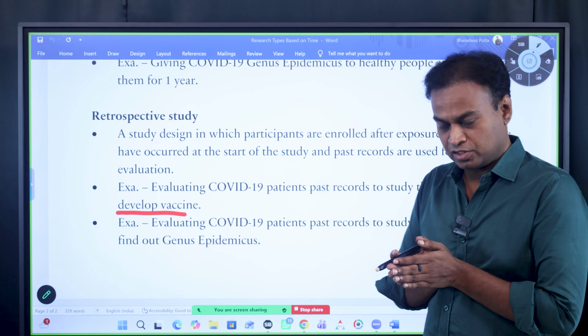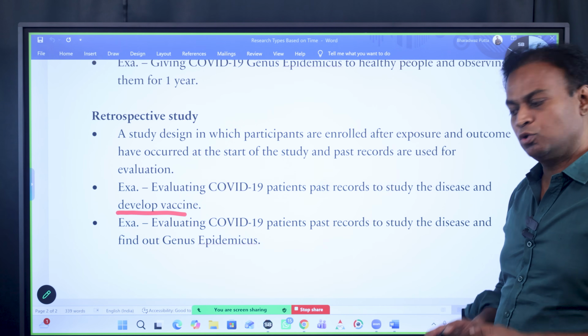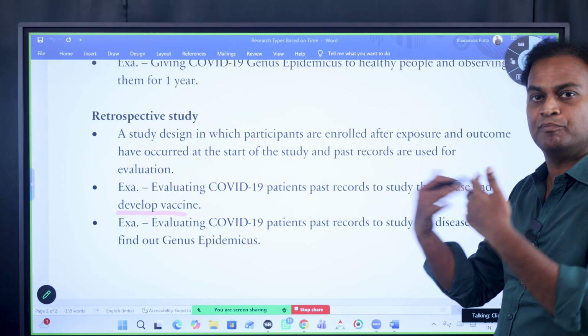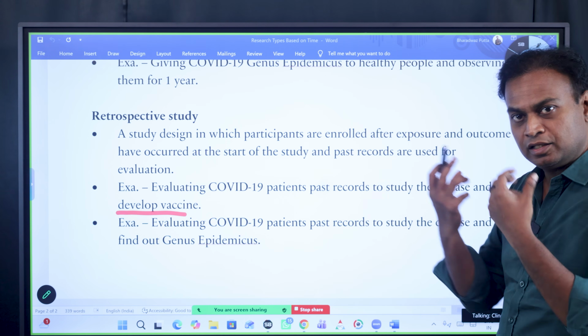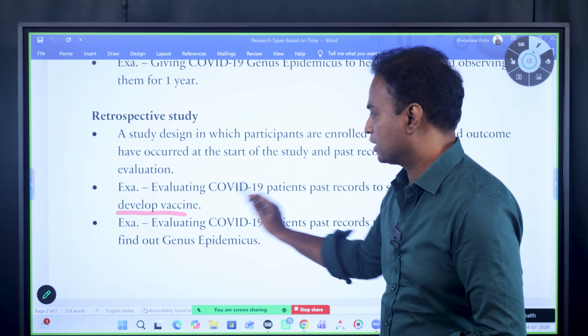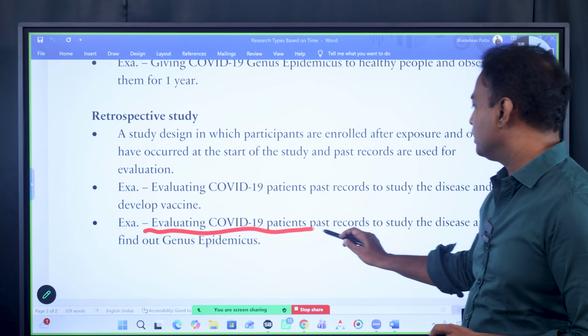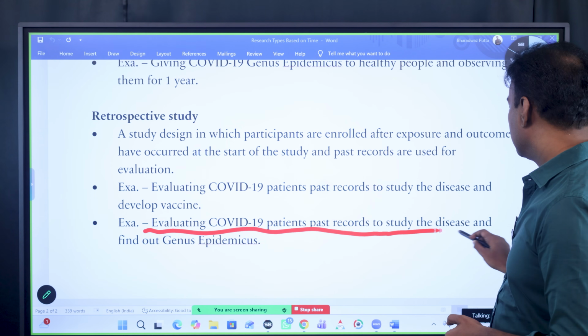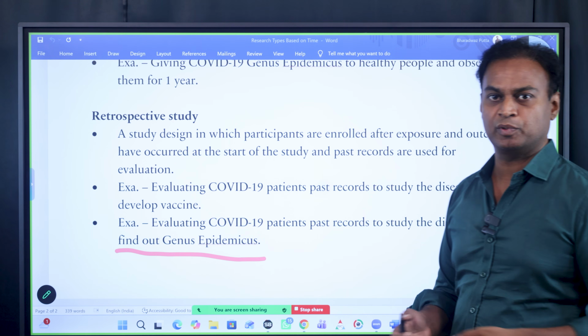Okay. At the time of the study, the event has occurred and the outcome has also occurred. Both are completed. Now you are going backwards and checking their reports and you are getting the information to develop the vaccine. Same way, evaluating COVID-19 patients' past records to study the disease and to find out the genus epidemicus. Normally this will happen in homeopathy.